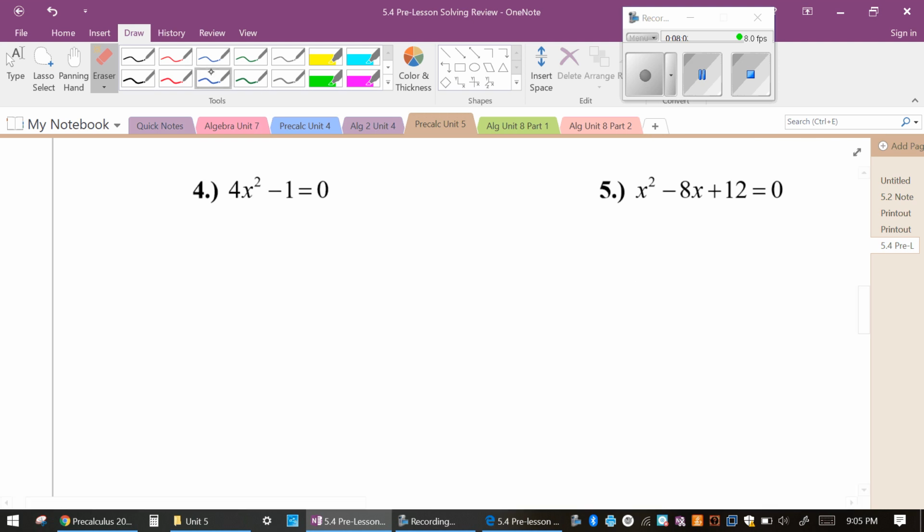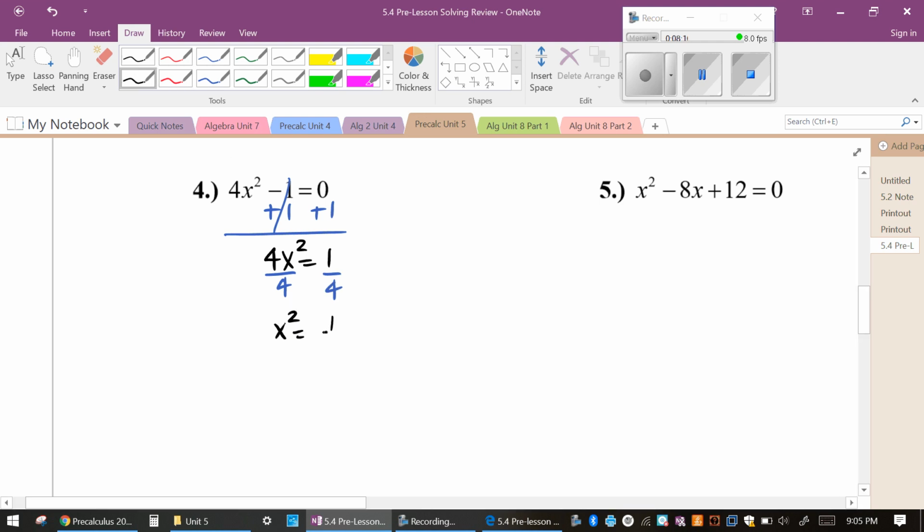All right, number 4 does not have a linear term, so I'm going to solve this using SADMEP. Cancel addition and subtraction first, then multiplication or division. Reduce if possible. And remember, when you square root and you're solving, you're going to have two solutions. Now, the square root of a fraction, you square root the numerator and the denominator separately. Square root of 1 is 1, square root of 4 is 2, so you get plus or minus a half.